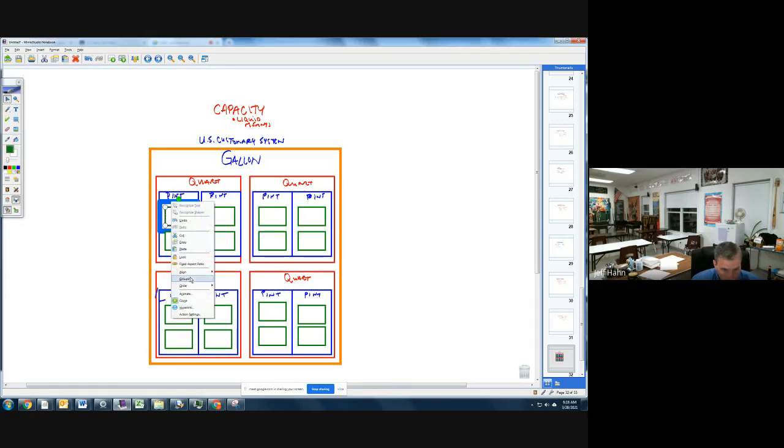I will slow down just a little bit here. So each one of those, you can put the letter C in. The letter C, the letter C, the letter C, and you can tell then there would be 16, count them, 16 cups in a gallon.